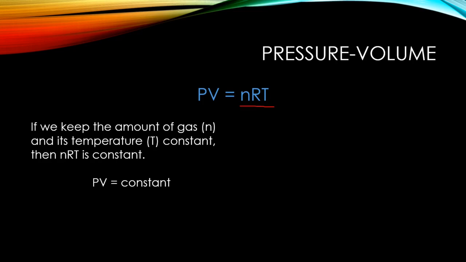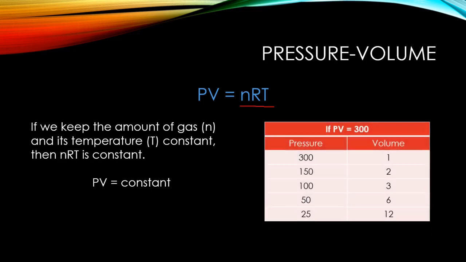So this whole item here becomes a constant. nRT is a constant. So we can rewrite this as PV equals a constant. So what does this mean? Well, if I just pull a constant out of thin air, let's just say that pressure times volume is equal to 300. So let's look at some values of pressure and volume if this is the case.